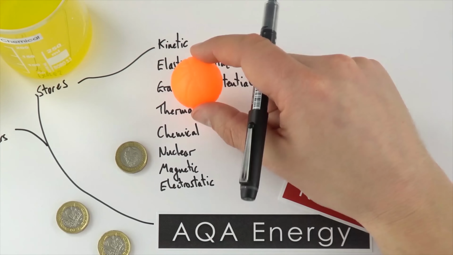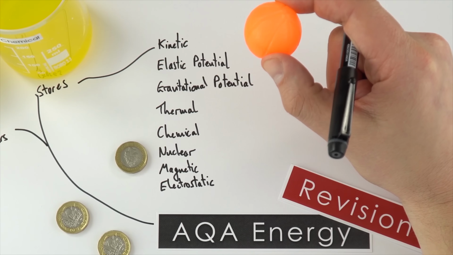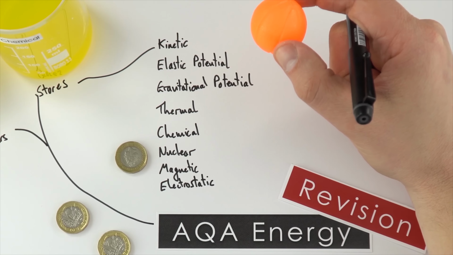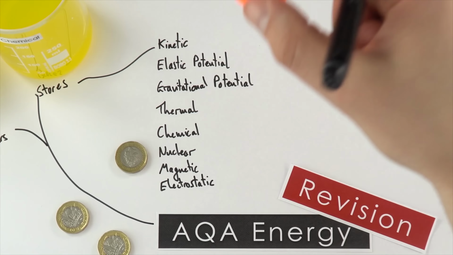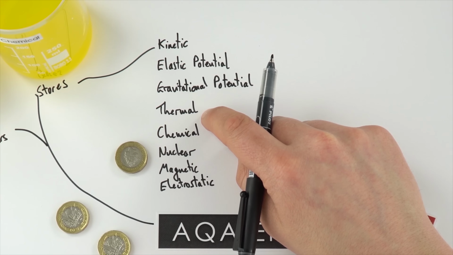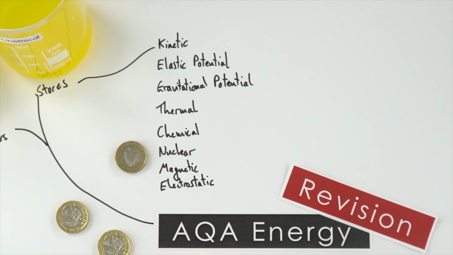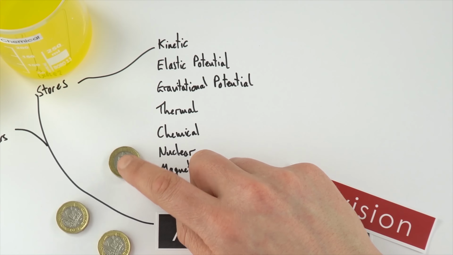So we have kinetic energy, which is due to how quickly things are moving. We've got elastic potential if you maybe deform an object, like you squash it or squeeze it. Gravitational potential is to do with how high you move something. And then we've got thermal, which is the internal energy store, as well as a few others.